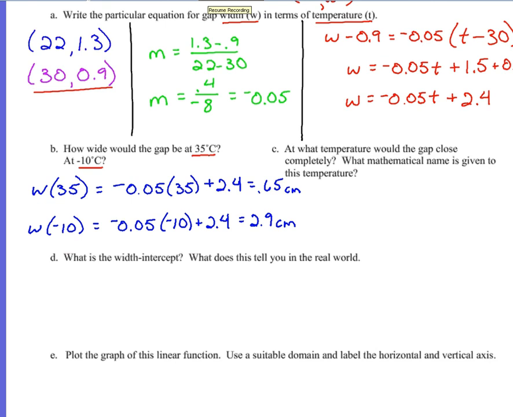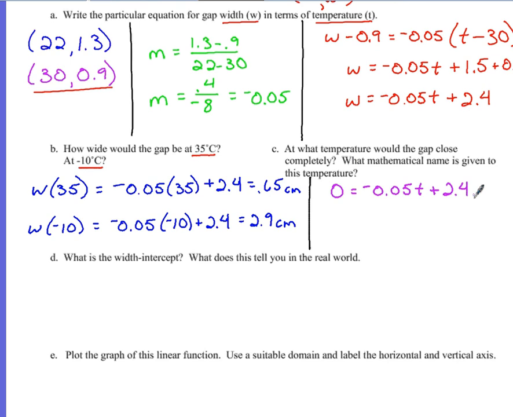All right, so part C here. Next follow-up question. At what temperature would the gap close completely? All right, so we're talking about the width, right? W. If it's going to close completely, what's W going to equal? 0. So if I go back and take this equation that I set up in part A, let my width be 0. 0 is going to equal negative 0.05 T plus 2.4.